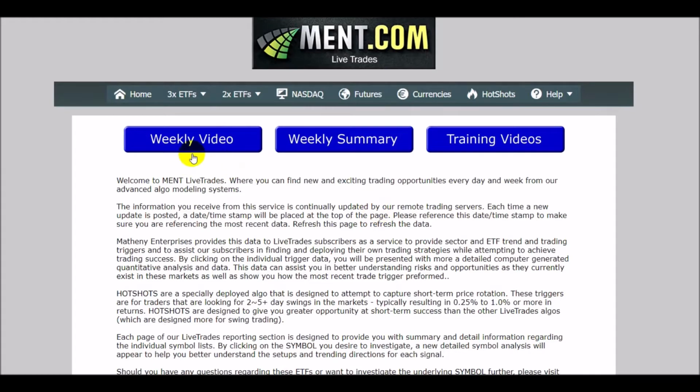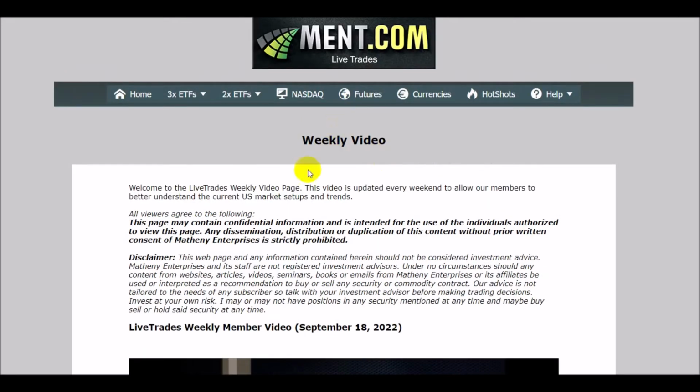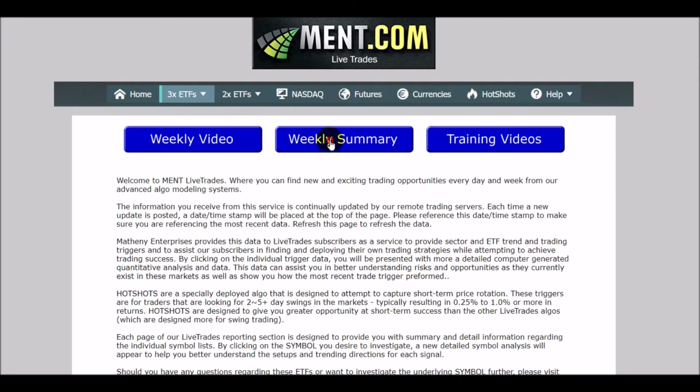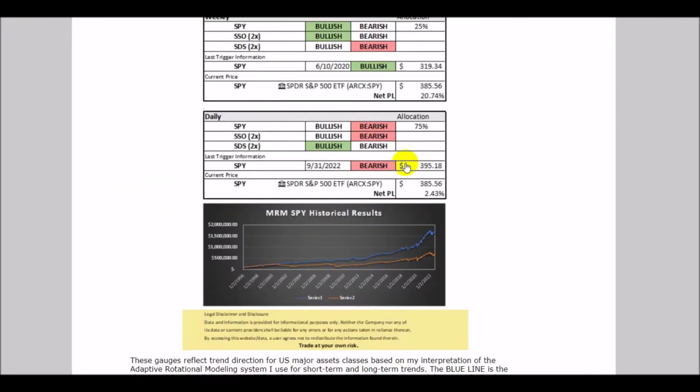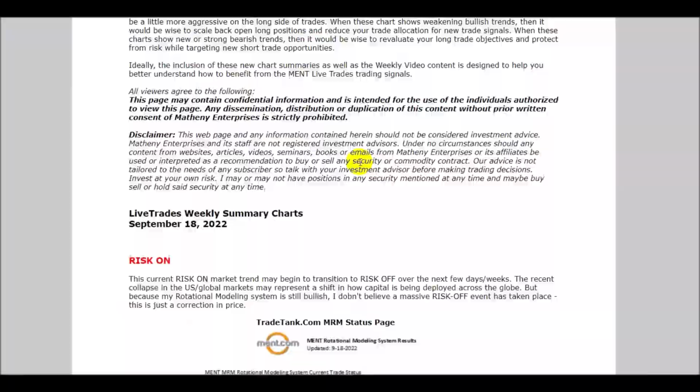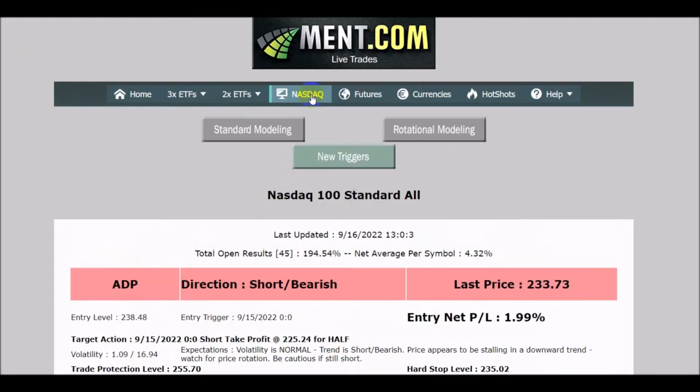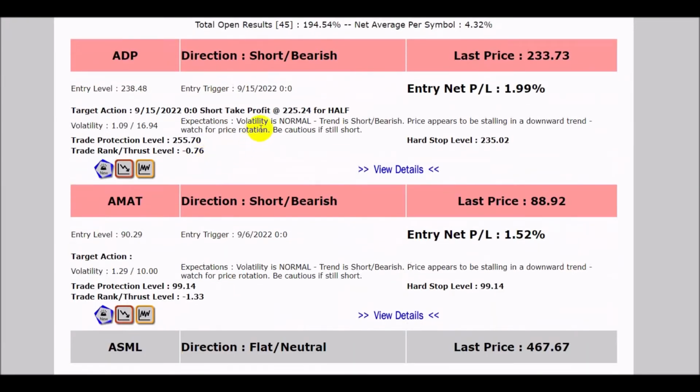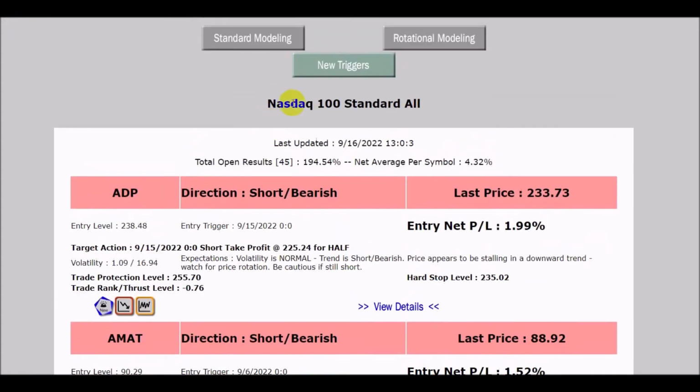And this is where you get your weekly video, which has already been updated, and you get your weekly summary pages, which include the new summary pages. But additionally, there's all types of trading activity that you can see here going on. This is the NASDAQ 100 standard model. There's 45 active trades, 194% total profit. Average profit per trade is 4.32%.